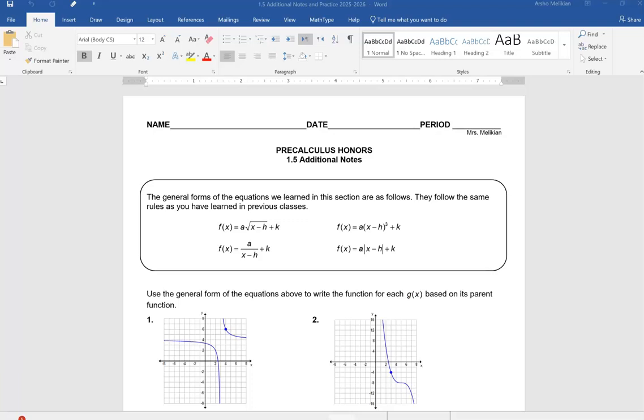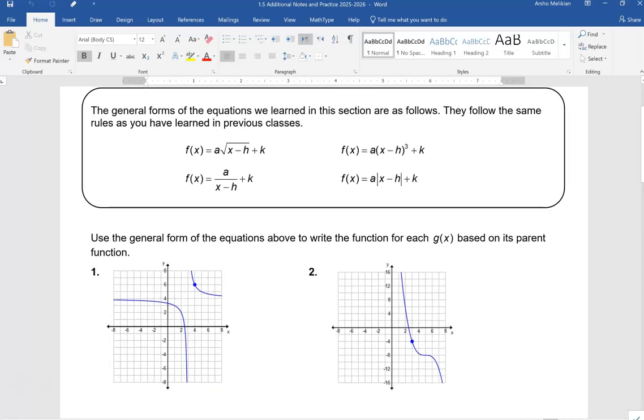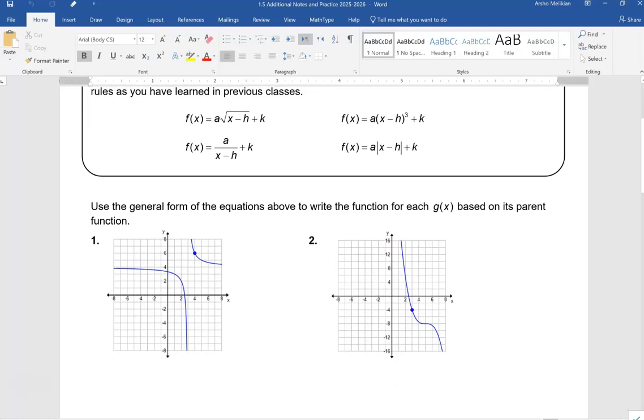For each of these functions, these are the general forms of some of the stuff that we've worked on, or the equations, rather, the parent functions. We're going to use them to write a function for each g of x based on its parent function.